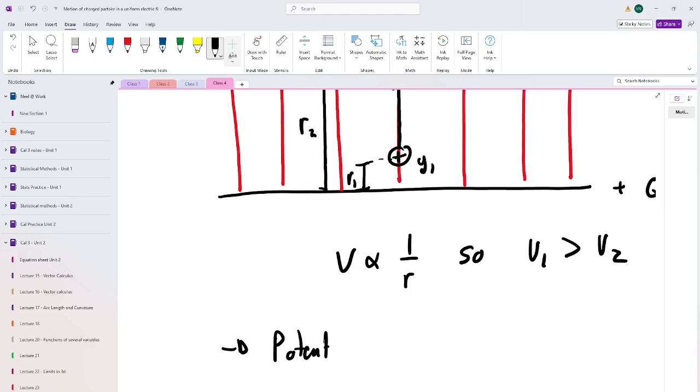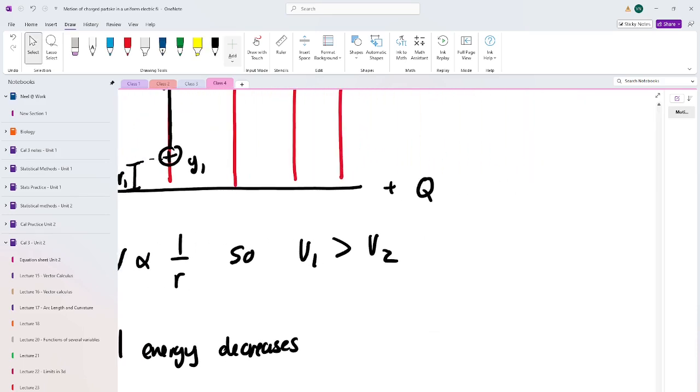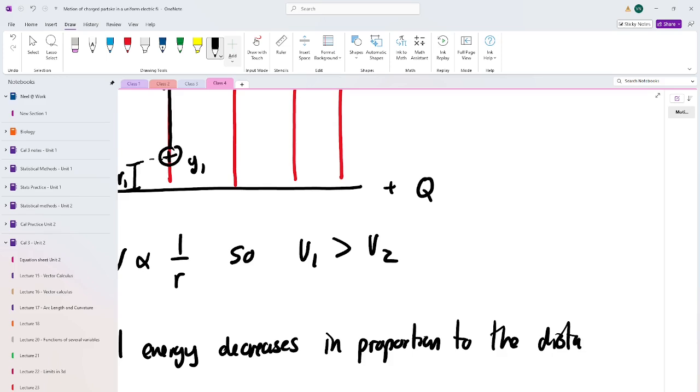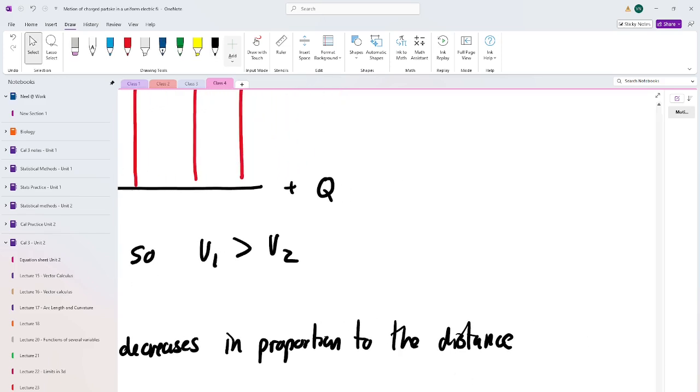So the potential energy decreases in proportion to the distance y.